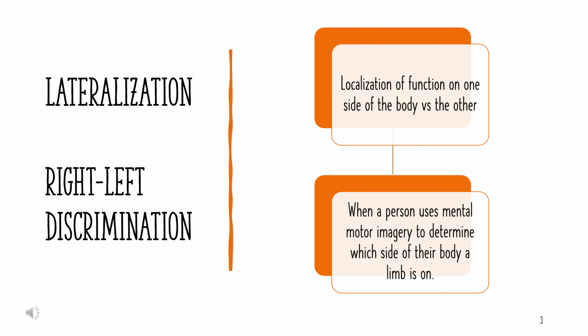There are a couple of definitions I would like you to keep in mind throughout the remainder of this presentation. The first is lateralization, which is the localization of function on one side of the body versus the other side of the body as a result of the development of specialized functioning in each hemisphere of the brain corresponding to the side of the body that each controls. This can also be thought of as right-left discrimination, which is when a person can use mental motor imagery to determine which side of their body a limb is on.